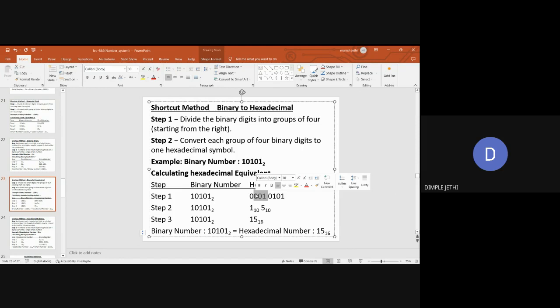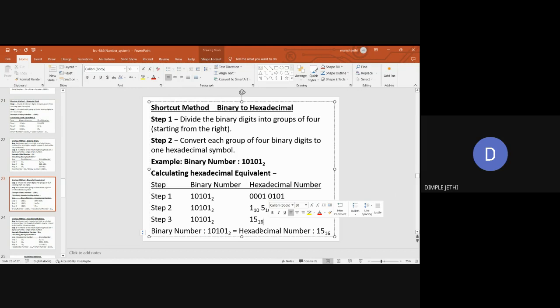Yes, right. Now, what about the subscript? This just shows which number system it is. This was in binary, so in the base I write 2. This is in decimal, so in the base I write 10. And I have converted it into hexa, so here I am writing 16 in the base.